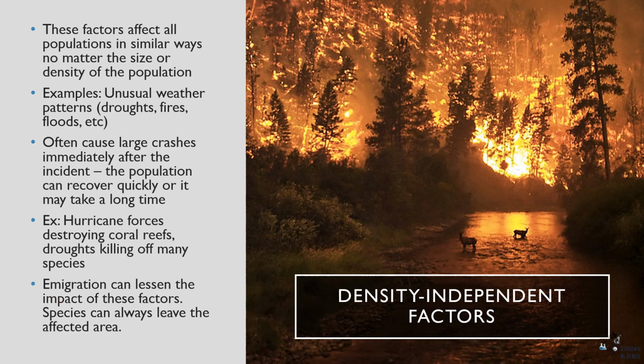Now, emigration, leaving that area where the fire or the hurricane occurred, will lessen the impact of the factor, obviously, because then your whole population is leaving and going somewhere else rather than dying. So species can usually try to leave the area to mitigate the dangerous effect of this.